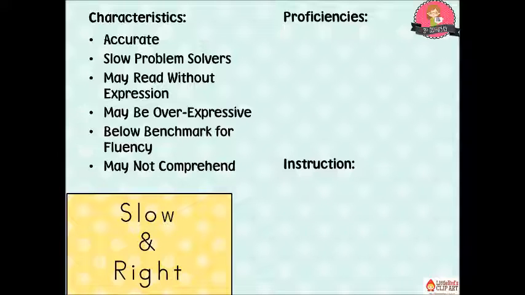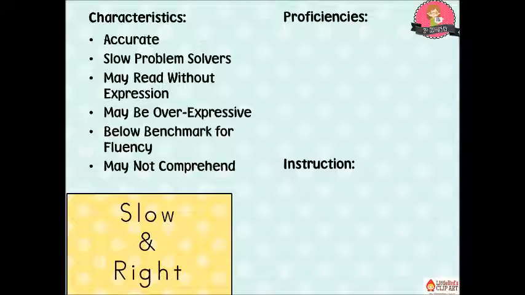Slow and right readers may or may not comprehend. Sometimes they're so slow that by the time they make it to the end of a page or even a sentence, they've lost the meaning of what it is they're reading. They're bogged down in trying to solve those words, and so they've lost altogether what they were trying to make meaning of with that sentence or that page.